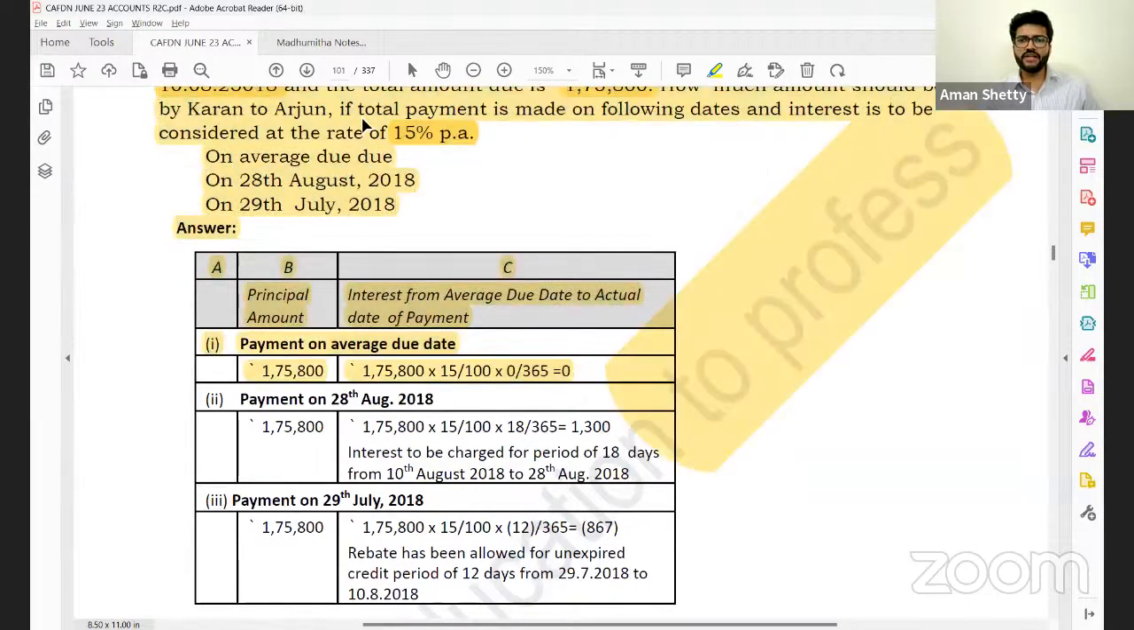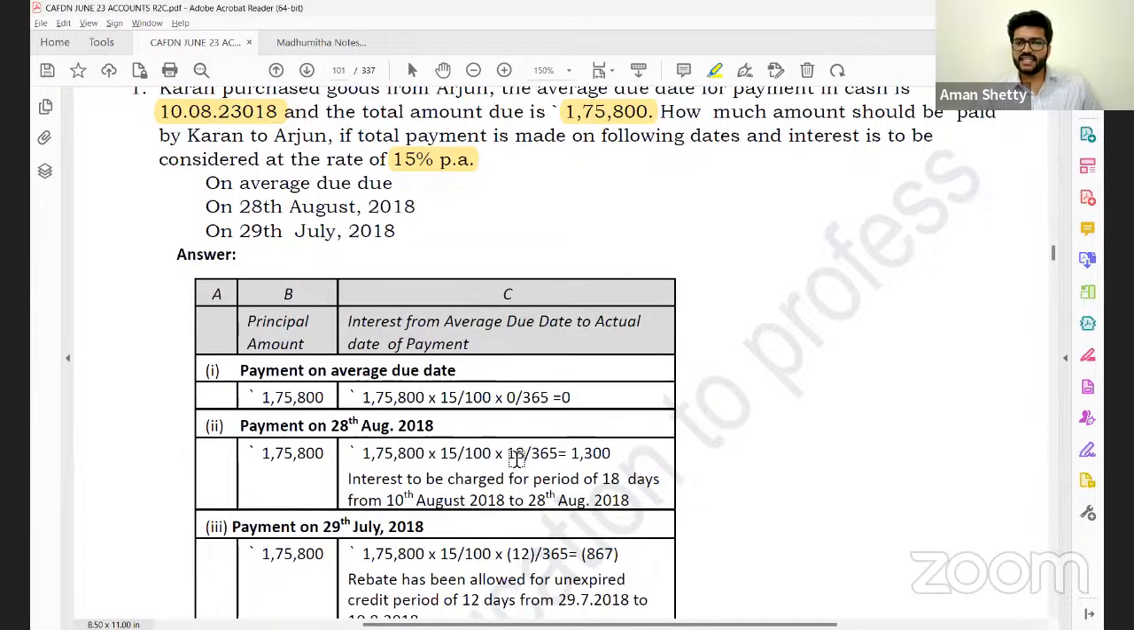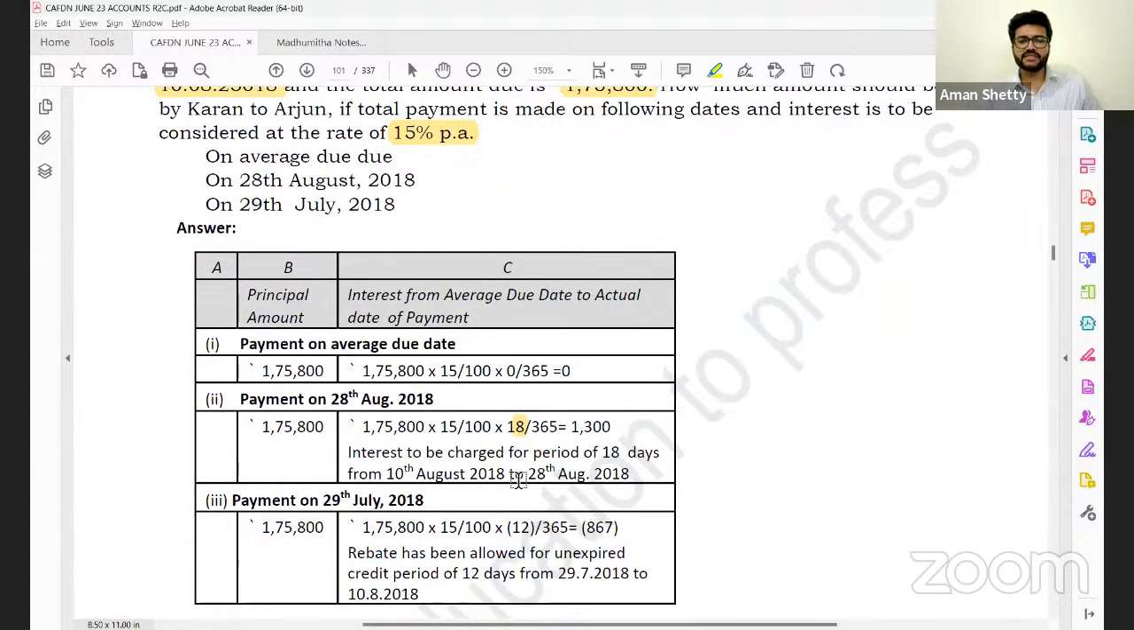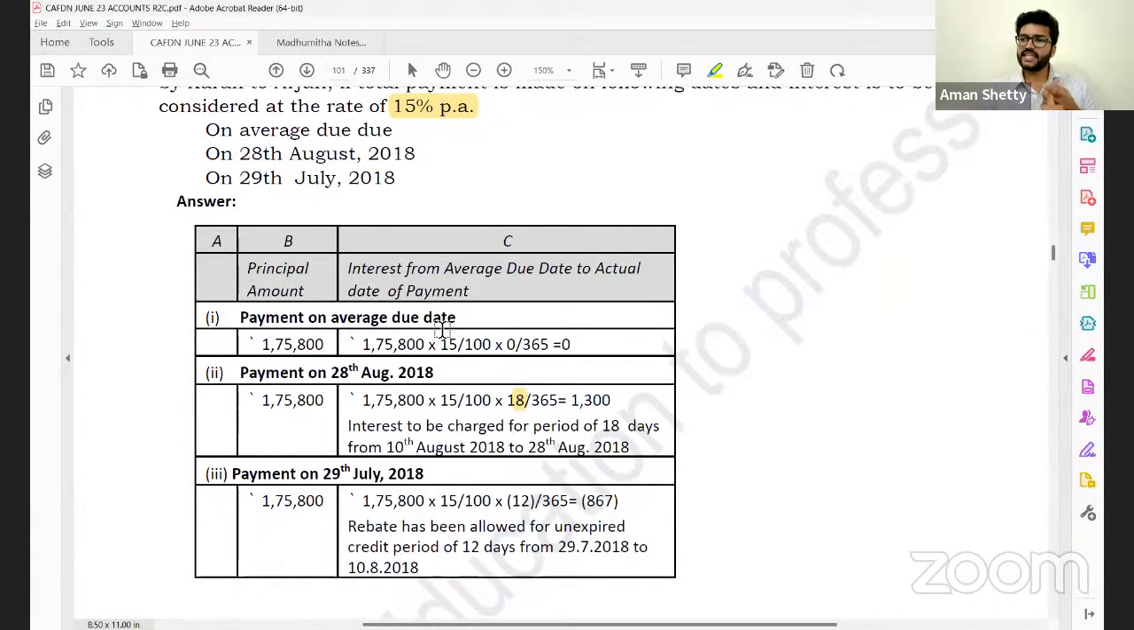If it is made on 28th August 2018, that means from 10th August to 28th August, how many days are over? 18 days, correct? 18. Therefore, interest has to be calculated for 18 days. Right? Next, if it is on 29th July, how many days? It is paid in advance, correct? How many days advance? 10 days in August and 2 days in July. That is 30th and 31st, correct? Therefore, 12 days negative. That is discount or rebate. Clear?